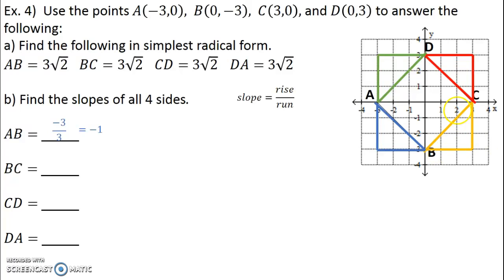I'm going to do the same thing for BC. I see that I would be rising a negative amount because I'm going down 3, and I'm running a negative amount because I'm going left 3. Negative over a negative should give you a positive, which makes logical sense. We see that we are going uphill as we read left to right. That is a positive slope.